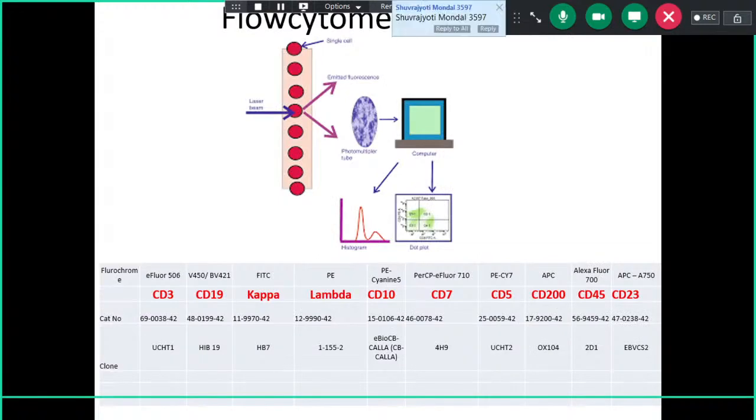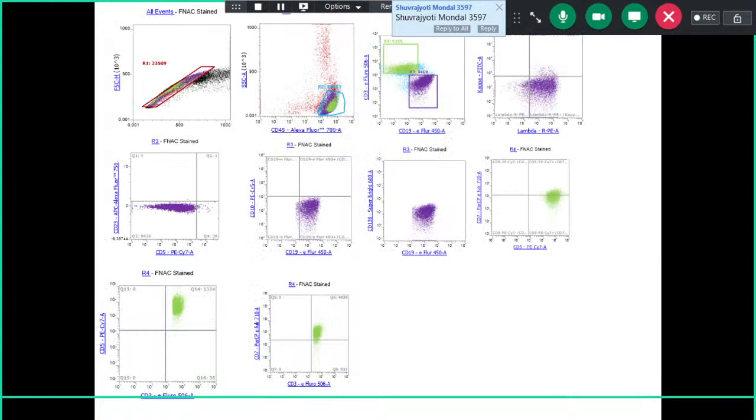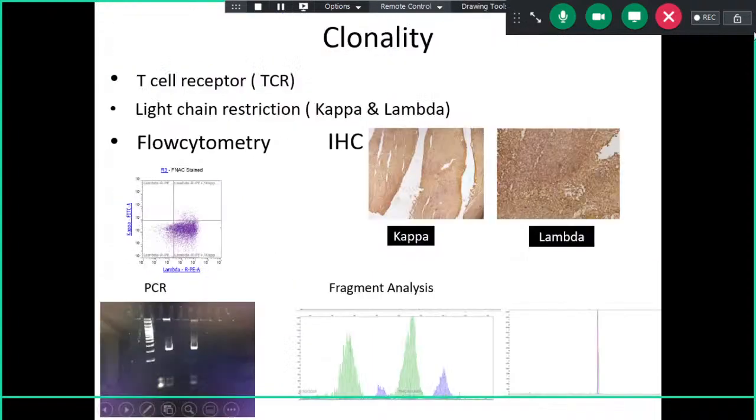So the flow cytometry, Dr. Ganesh will discuss in detail. Okay, another very crucial thing is clonality. Clonality means whether the lymphocytes are exposed to these antigens.